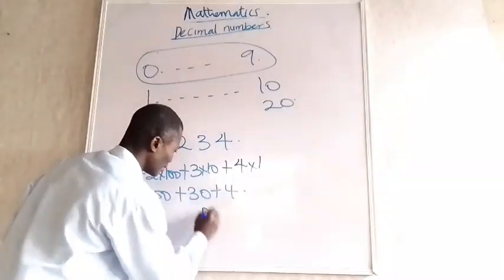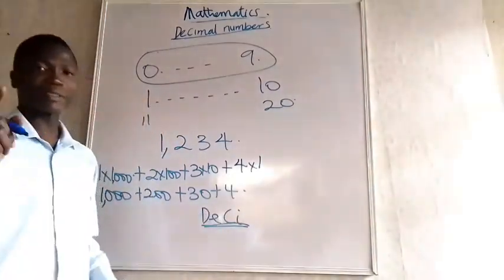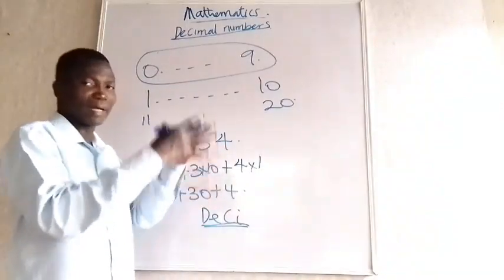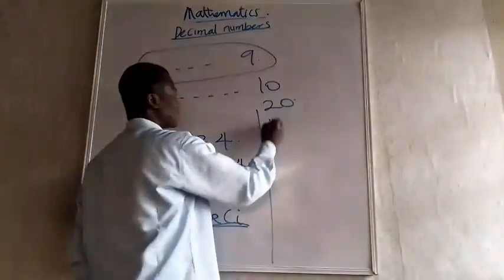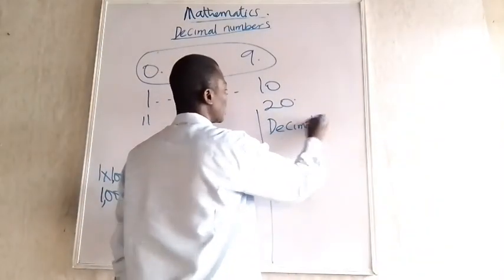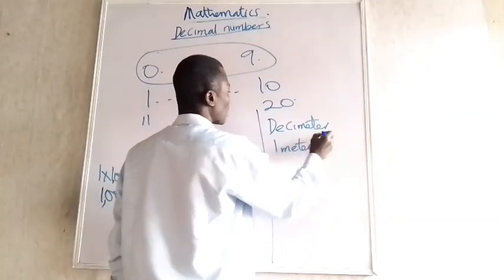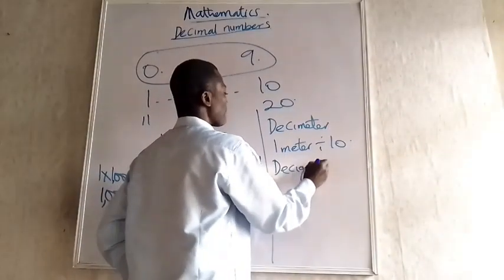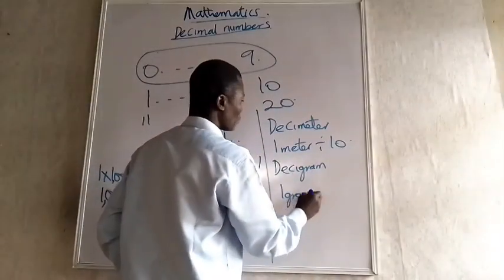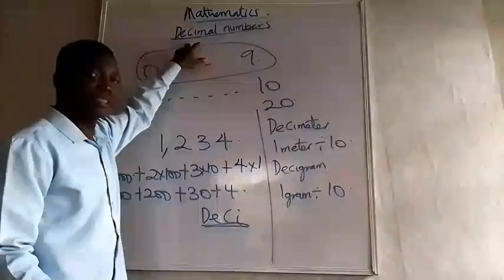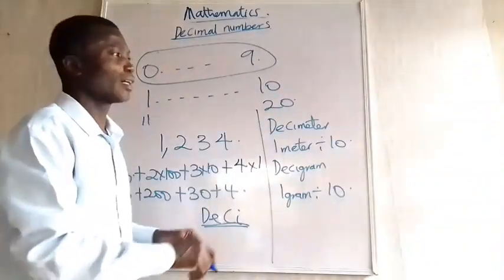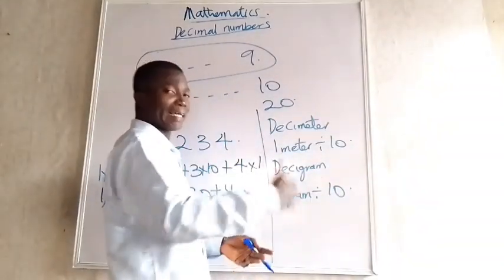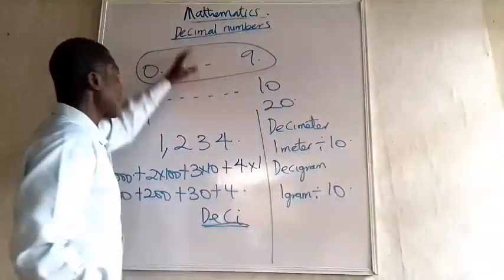Now, I want to tell you something. When you see something deci in mathematics, deci, it means that number or that unit is already divided by 10. Look at this. When you say decimeter, it means 1 meter divided by 10. Decigram, it means 1 gram divided by 10. So what we are saying now is that this deci is numbers divided into 10 units, in units of tens. That's what we mean by decimal numbers.